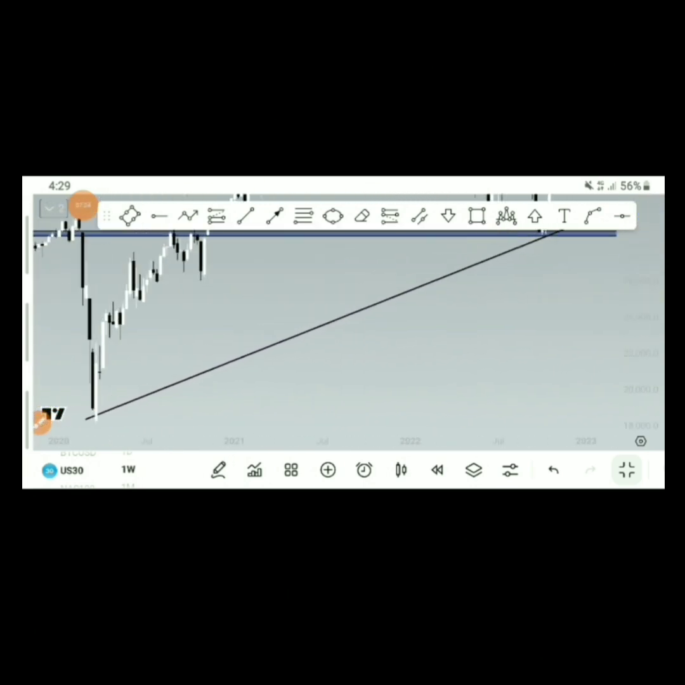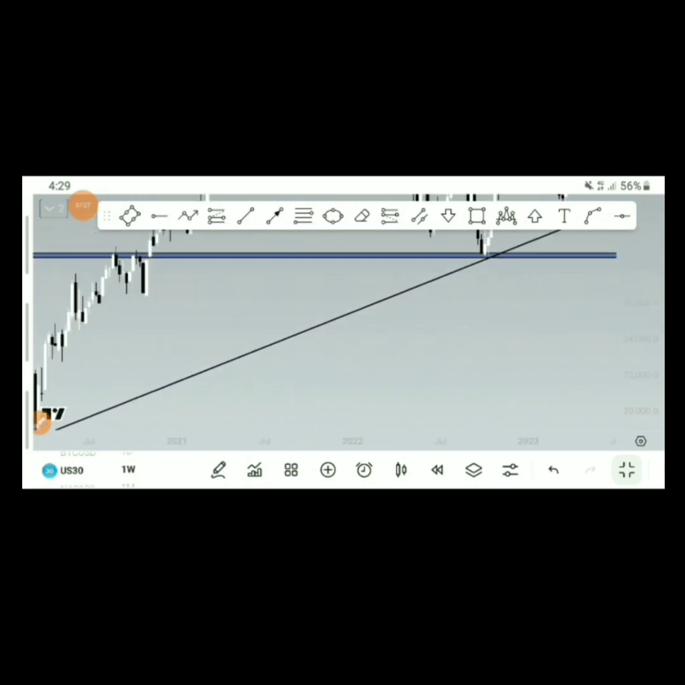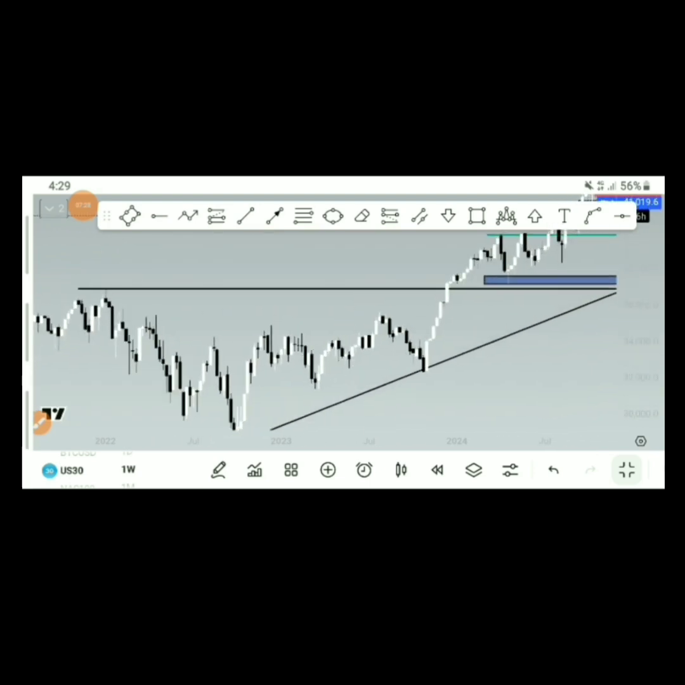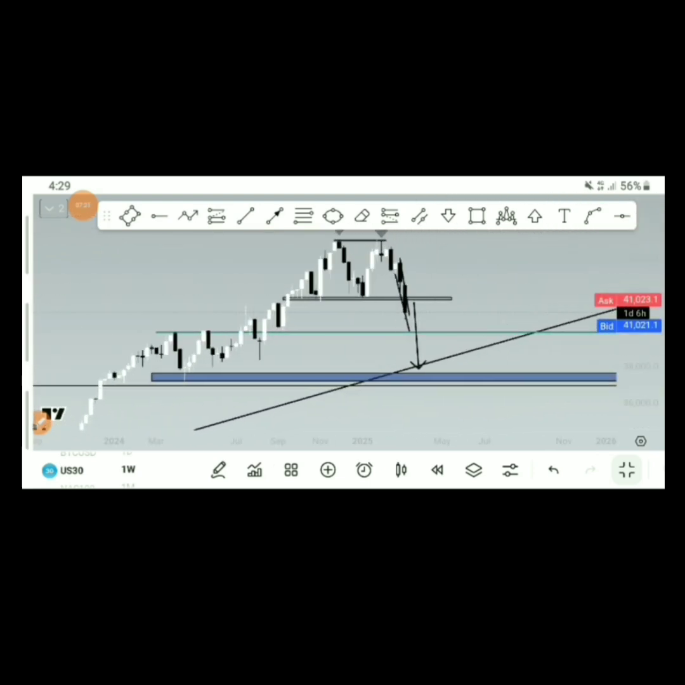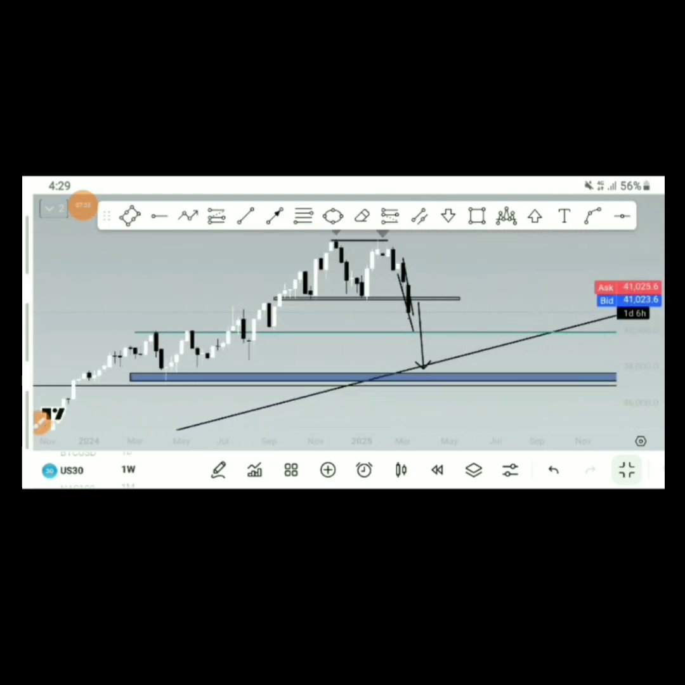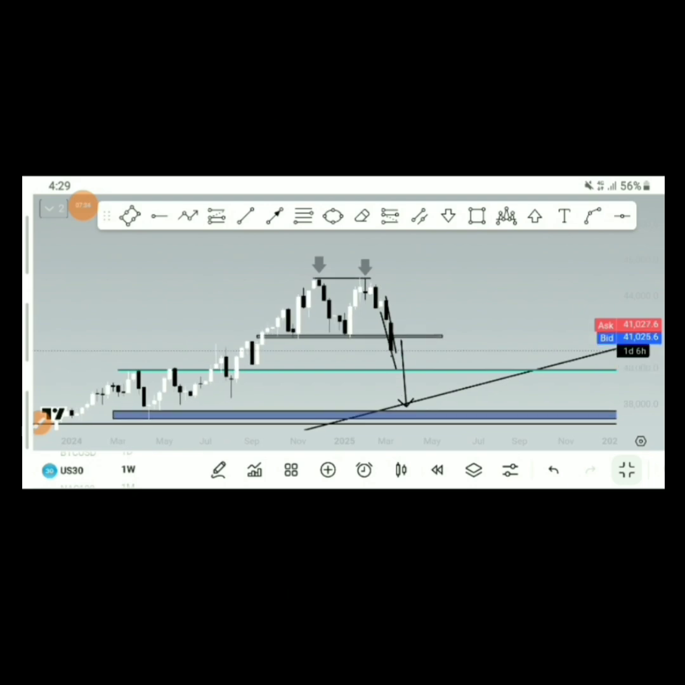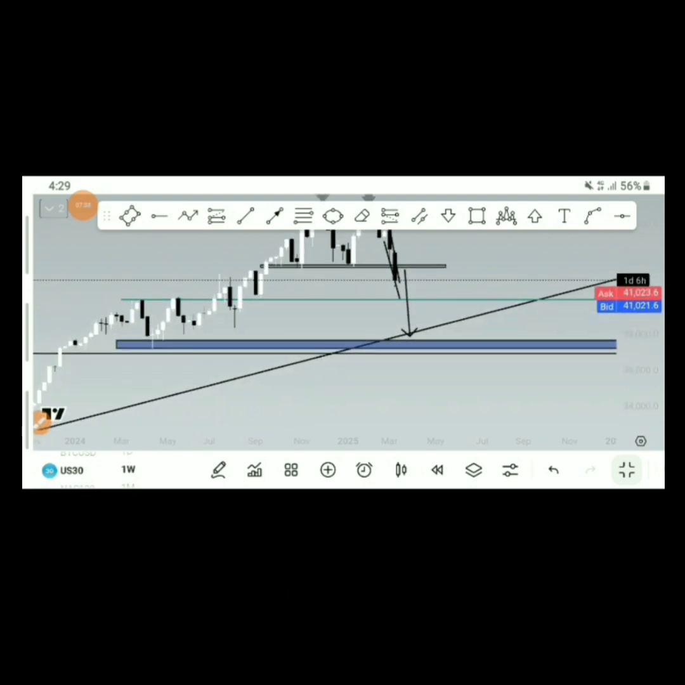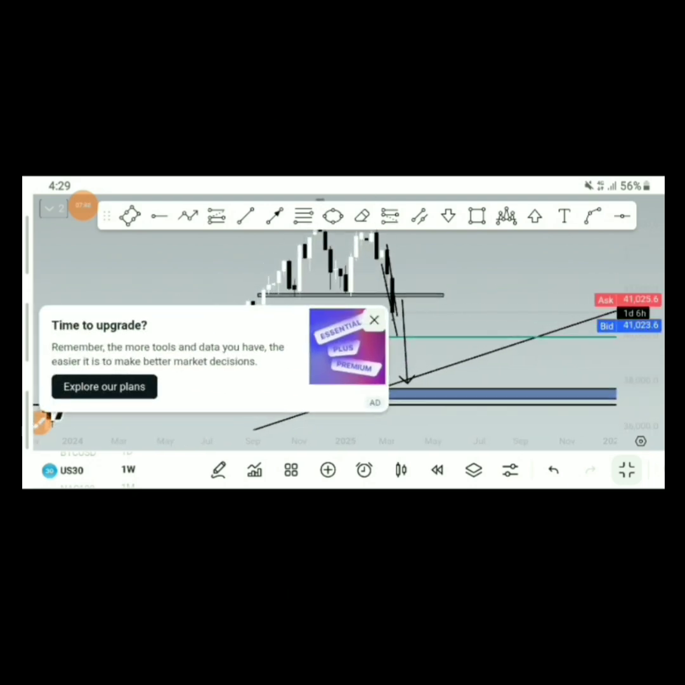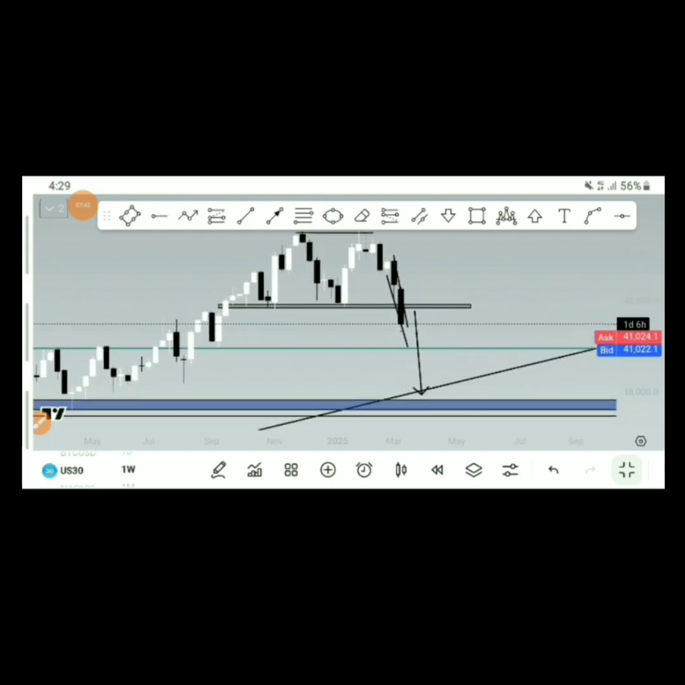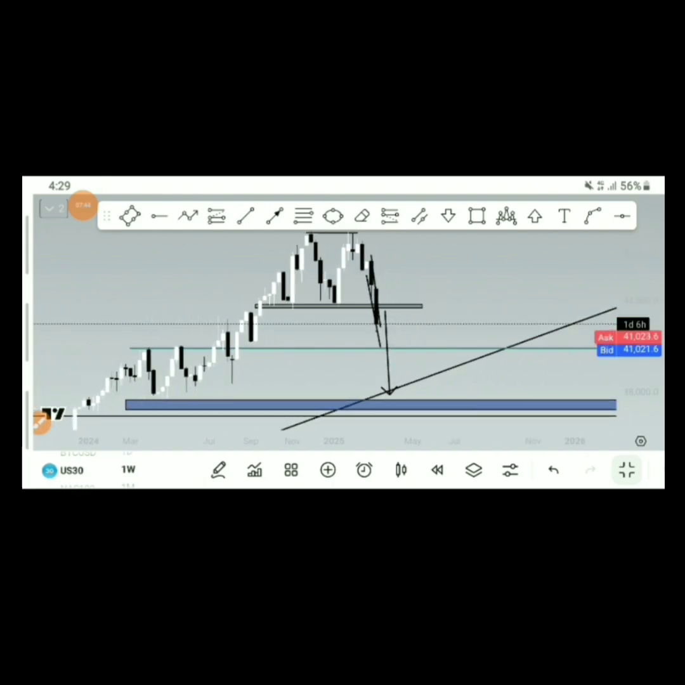Because we have a first touch, second touch, third touch of the market. You can see this trend line. So with this formation we had on the weekly time frame, best believe you guys have the potential to rally to the downside for a better sell opportunity.